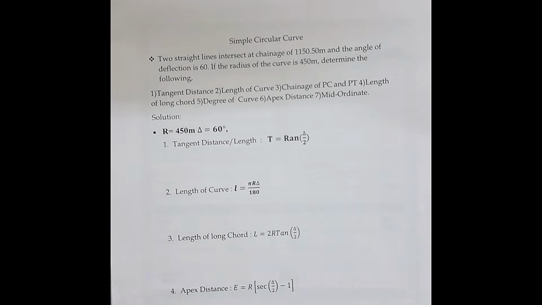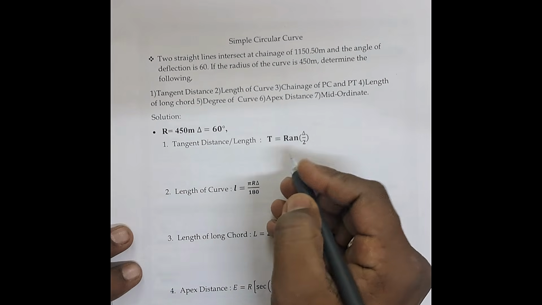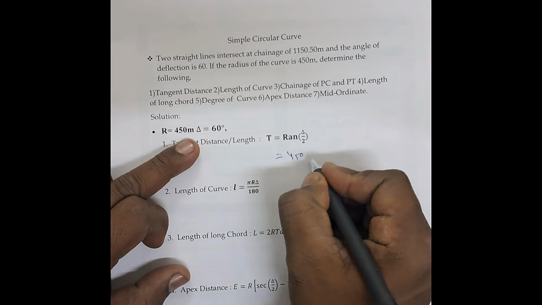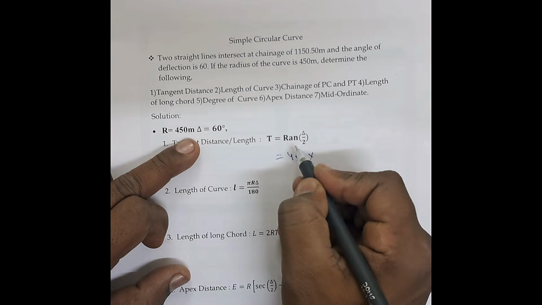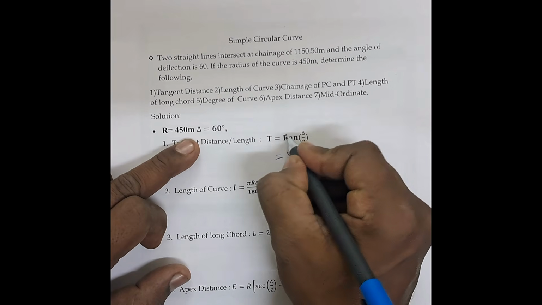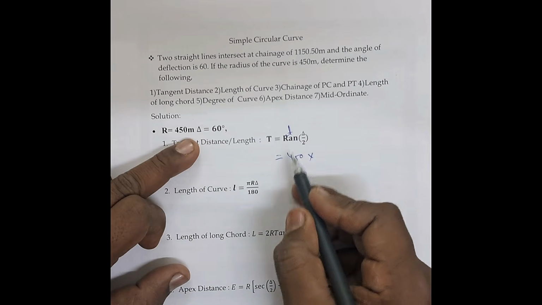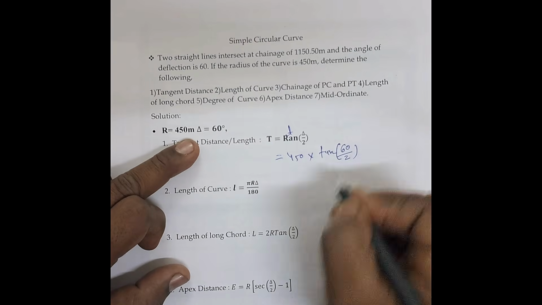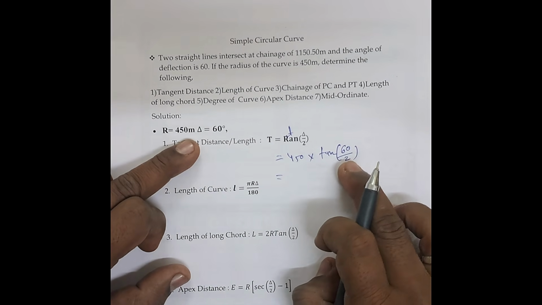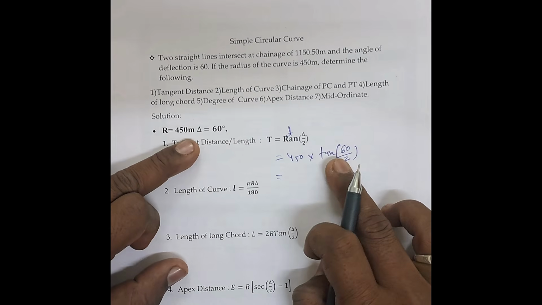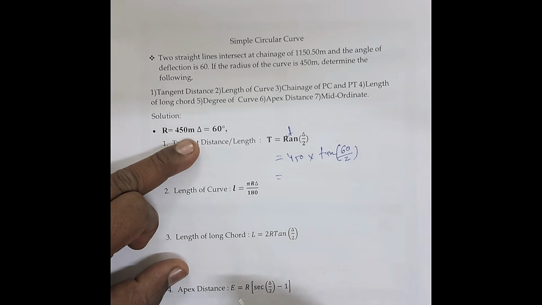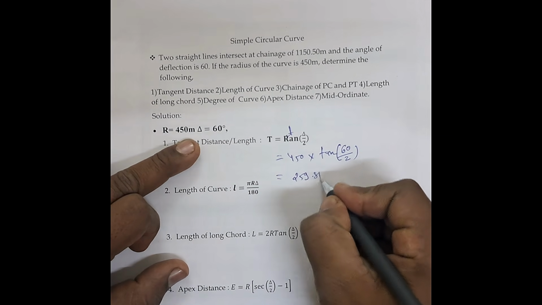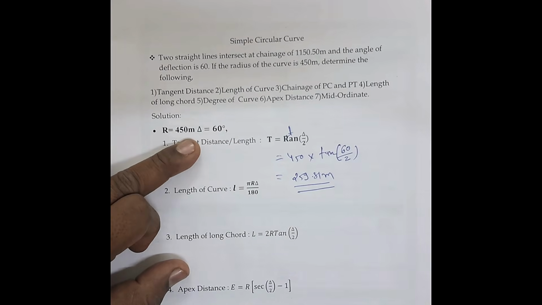Okay, so here you can see that the radius is already given to you, that is 450 meter. Here it will be R tan delta by 2. So 450 into tan of 60 divided by 2. First find 60 by 2, which means tan 30. Find the value of tan 30, then multiply with 450. It will give us 259.81 meter. So this will be your tangent length.